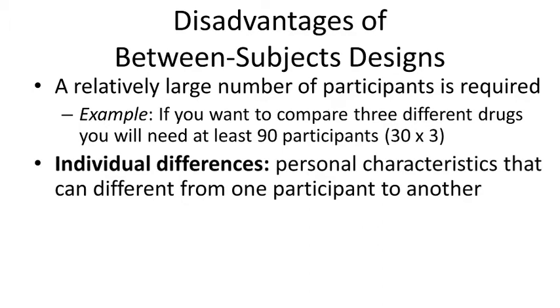Another big disadvantage is that you have to worry about individual differences. This is a big source of confound. The fact is, when you do a between subjects design, participants in group A are completely different from participants in group B. And those personal characteristics that differentiate them could be a source of confound.